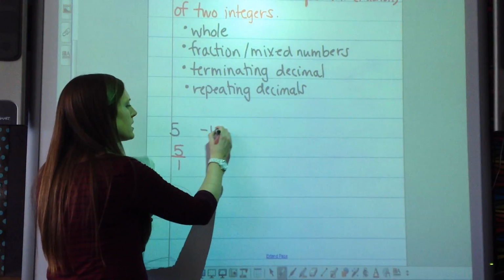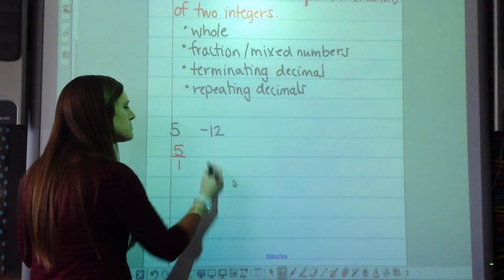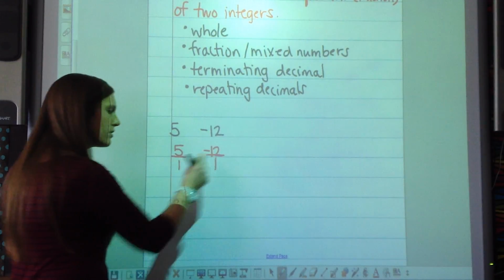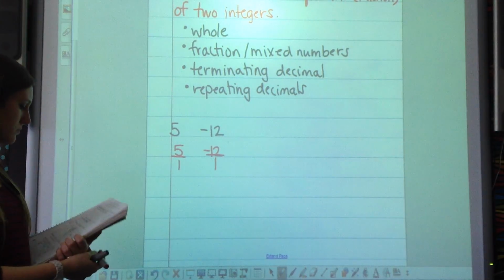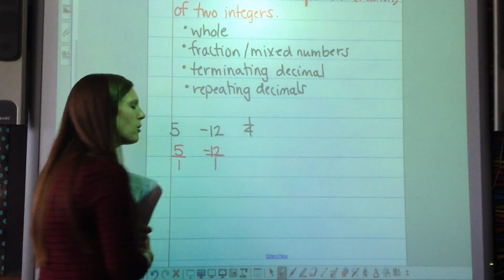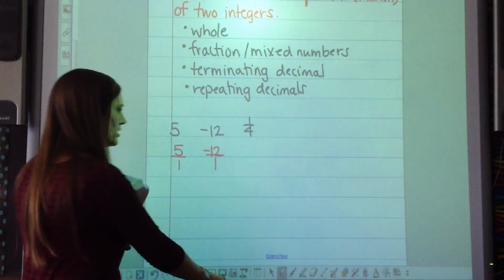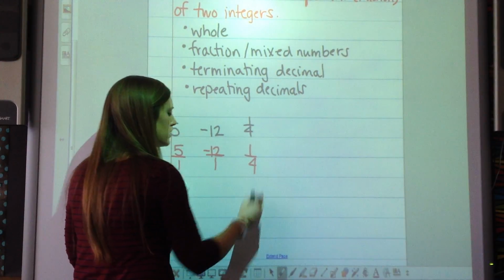Or let's say I have negative 12. Is this a rational number? Yes, because I can turn it into a fraction. The fraction is the proof. They might give you 1/4. Is this a rational number? Yes, because it's a fraction. The fraction is the proof.